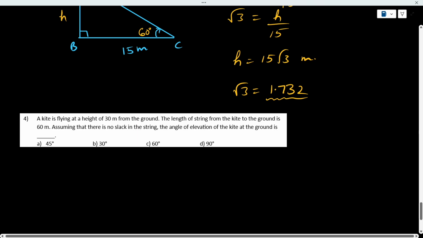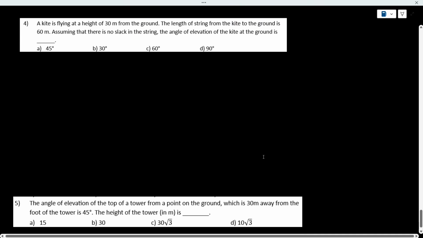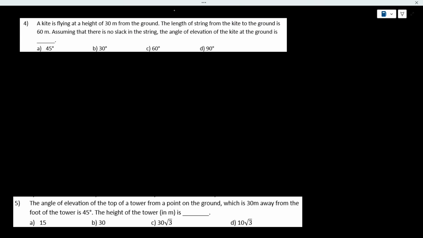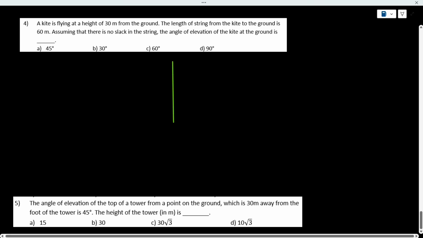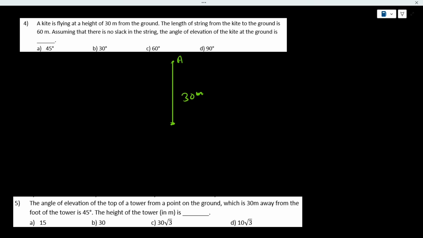It says a kite is flying at a height of 30 meter from the ground. So height is always perpendicular distance. So if the kite is flying at a height of 30 meter, at position A there is a kite, and from the ground this height is 30 meter, which is perpendicular. The length of the string of the kite to the ground is 60 meters. So there is a point on the ground, right? So AB, this is 90 degrees. C is a point on the ground, and the kite is attached to C.